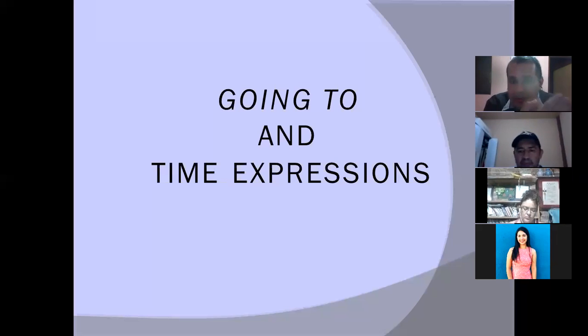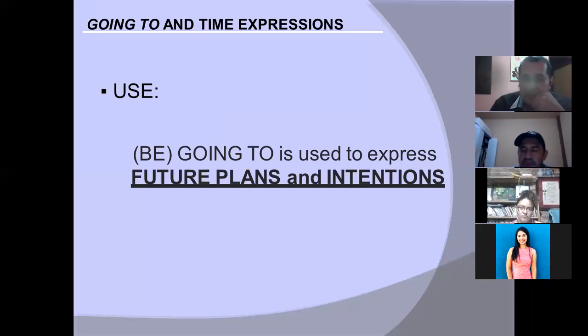If you are talking about a third person, for example, you can say my mother. In that case, we use the verb to be as an auxiliary, is. My mother is going to go shopping tomorrow. Now let's take a look at the structure of going to. Observe, everybody. Be going to is used to express future plans and intentions.